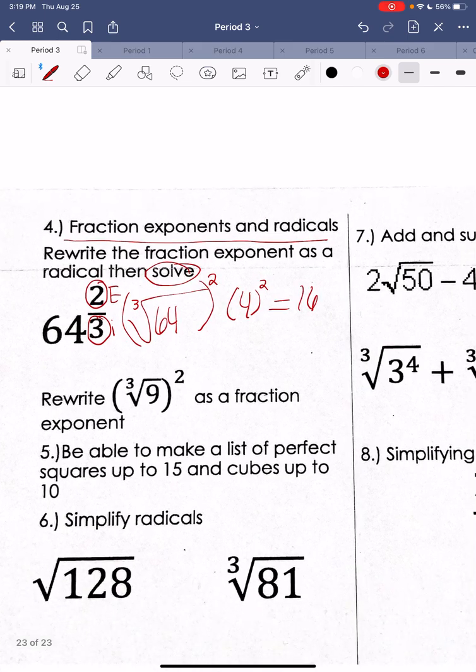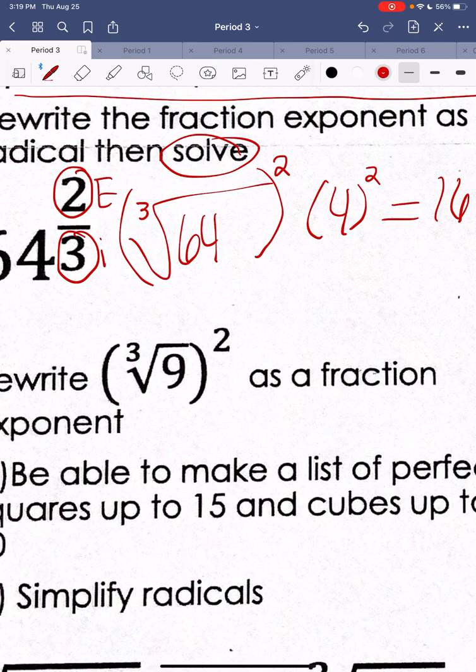The next one, they just want us to rewrite this to have a fraction exponent. Well, I know that my exponent is always written as my numerator, and my denominator is always the index. So it's exponent over index.